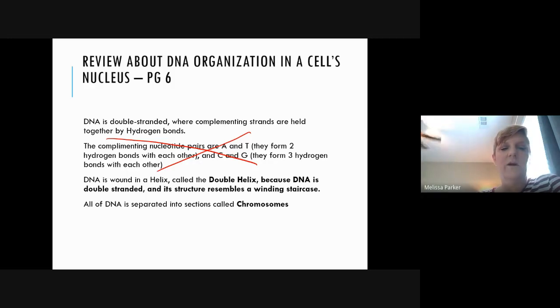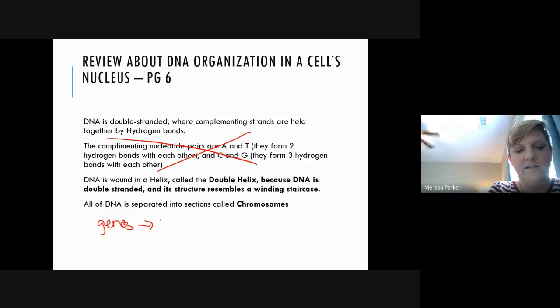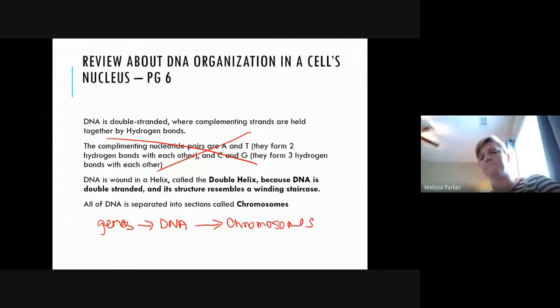So DNA is wound into a helix. It's a double helix because DNA is double-stranded, and its structure resembles a winding staircase, and all of DNA is separated into sections that are called chromosomes. So remember, genes make up DNA and DNA makes up the chromosomes. Okay. From biggest to smallest. Okay.